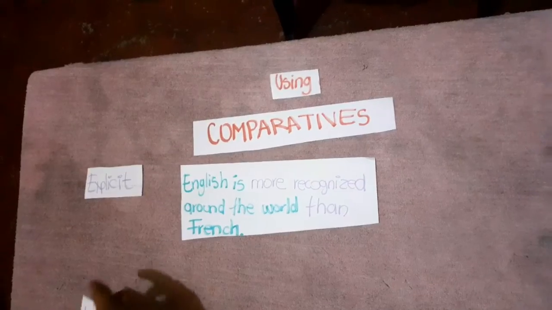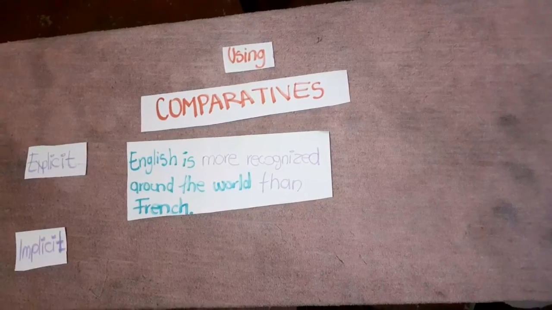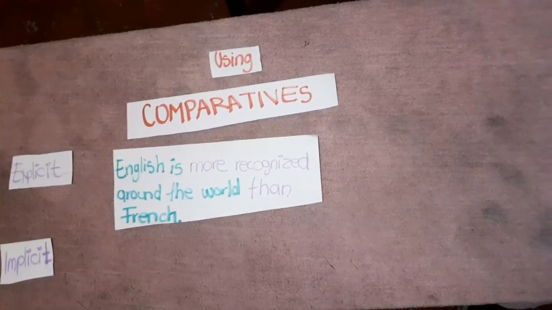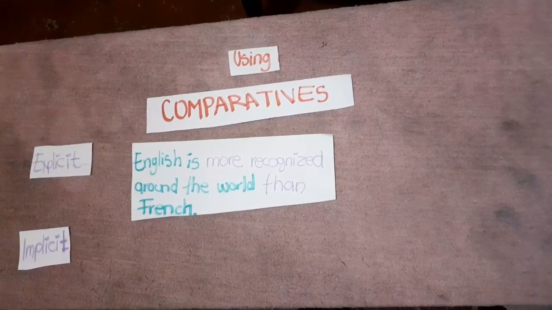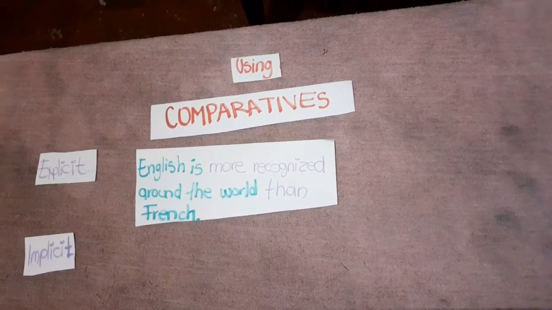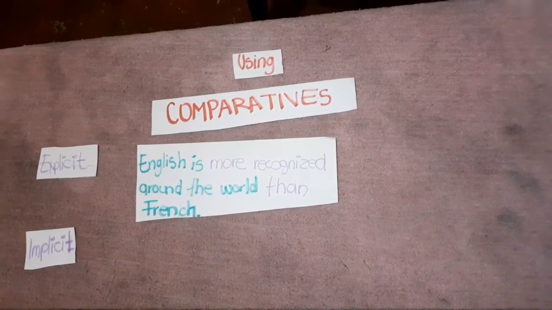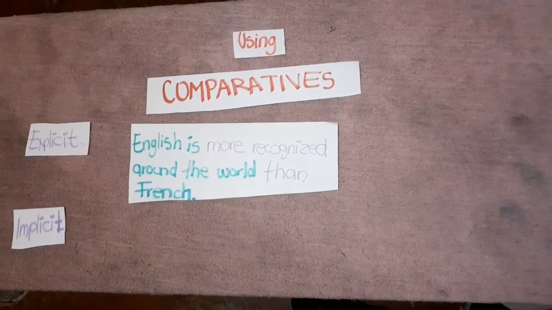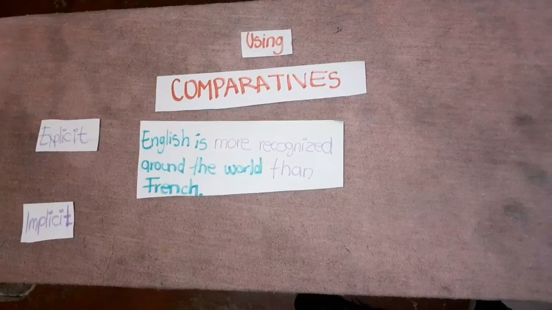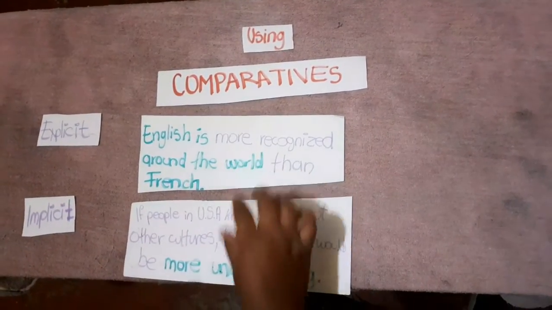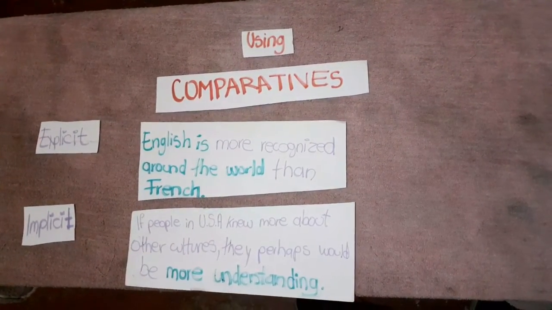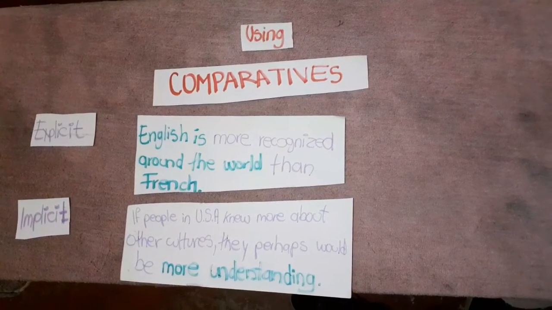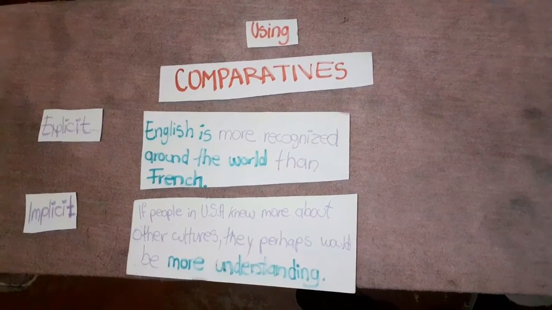And in the implicit, the comparison is with something already mentioned in the text, or with something outside the text but known to the reader. As a result, it's not necessary to repeat than plus the second element after the verb. For example, if people in the USA knew more about other cultures, they perhaps could be more understanding.